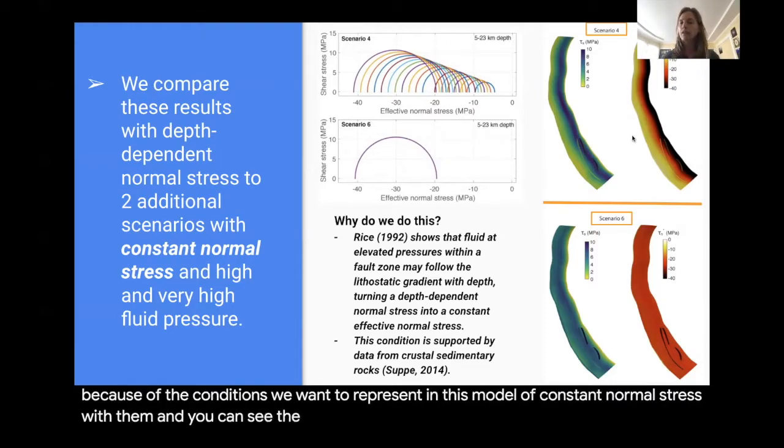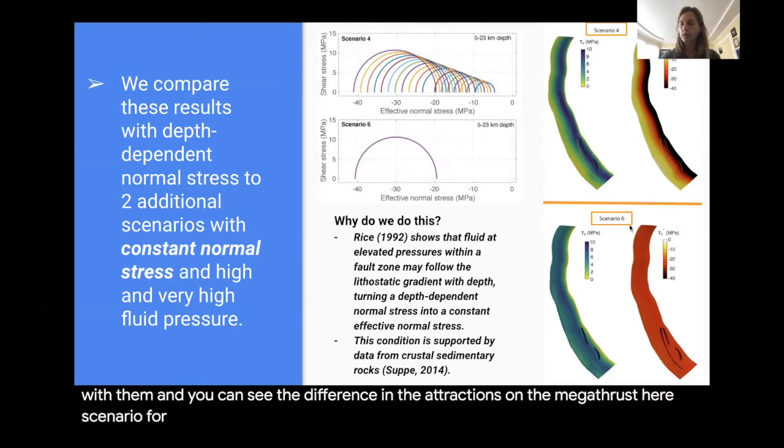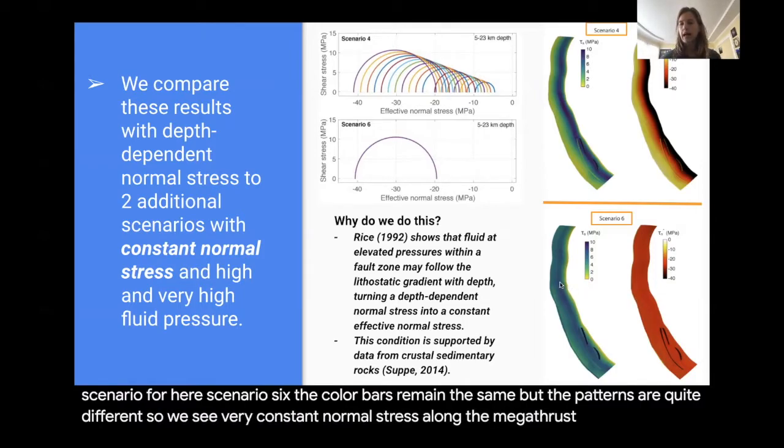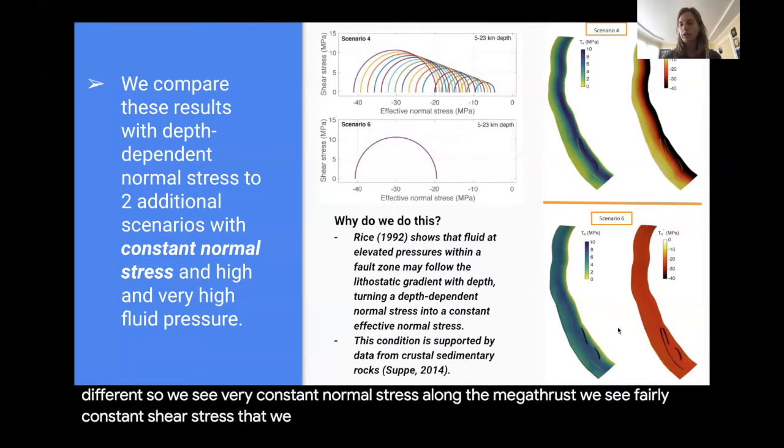And you can see the difference in the tractions on the megathrust here, scenario 4, here, scenario 6. The color bars remain the same, but the patterns are quite different. So we see very constant normal stress along the megathrust. We see fairly constant shear stress, though we still do have the effects of fault geometry here.